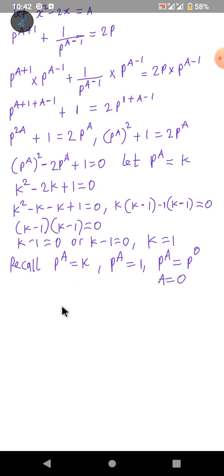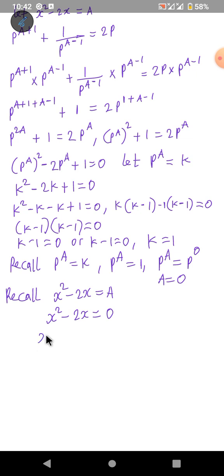So a equal to 0. My next step again now will be also to recall again that x squared minus 2x is equal to a. x squared minus 2x equals a. So from here now I can say that x squared minus 2x equal to 0, since we have gotten a as 0. Then from here I'm going to factorize this.